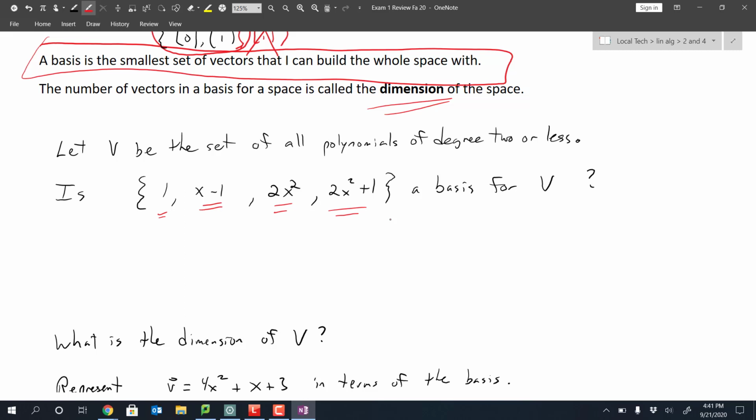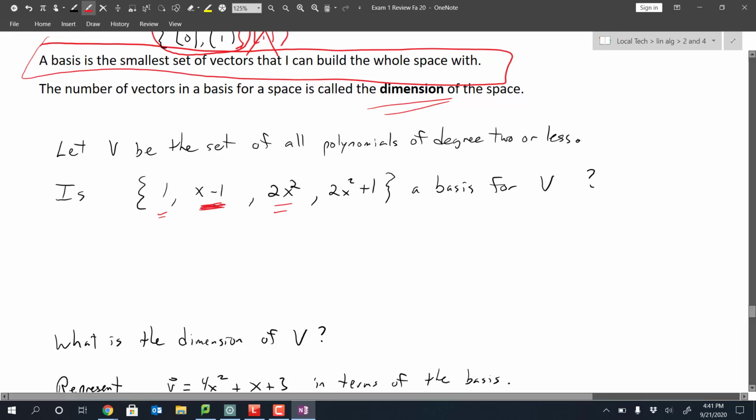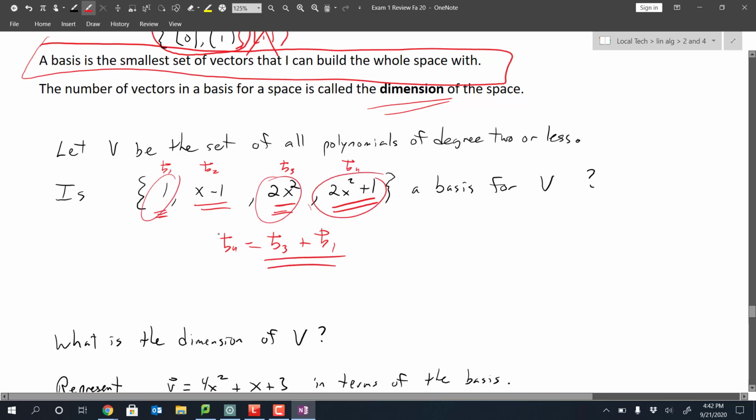And the answer is no, they don't form a basis. Well, why not? Well, I can imagine that if I took some number of this one plus some number of that one plus some number of this one, I could actually generate 2x squared plus 1. Right? So if I gave these names, say B1, B2, B3, and B4, B4 would actually just be B3 plus B1, in fact. So this one is just a linear combination of the first one and the third one. So these four vectors are not linearly independent. They would not form a basis.